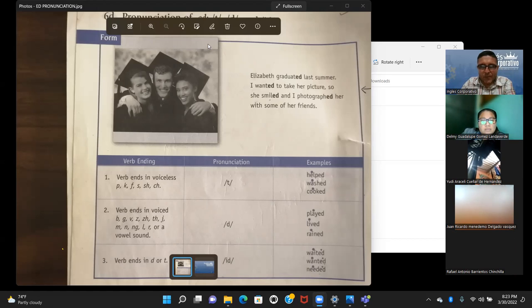Okay, so here we go. I'm going to assign you to work in pairs. Si Delmi estuviese trabajando con Judy, Delmi le va a decir, mire, el past tense de paint es painted porque según la regla dice esto. Después Judy le va a decir, y el past tense de deserve is deserved porque la regla dice esto y aquello.